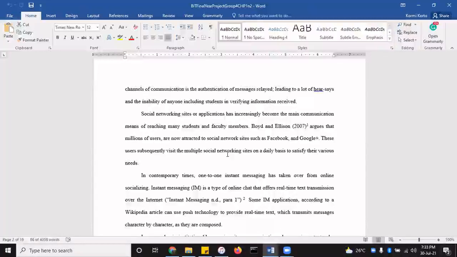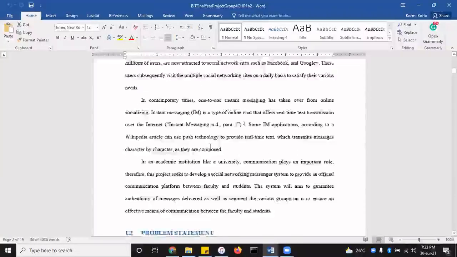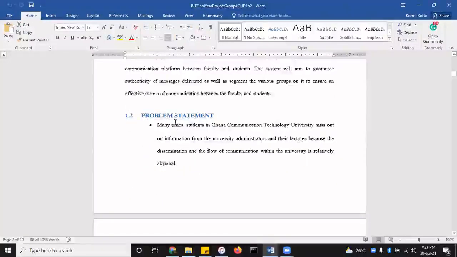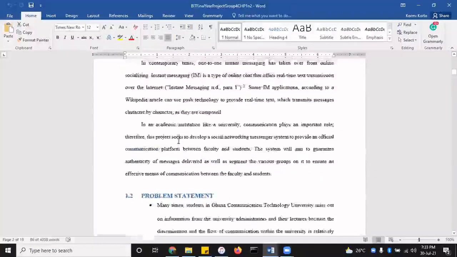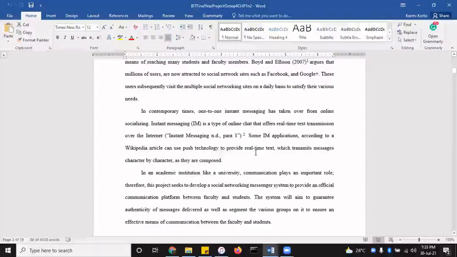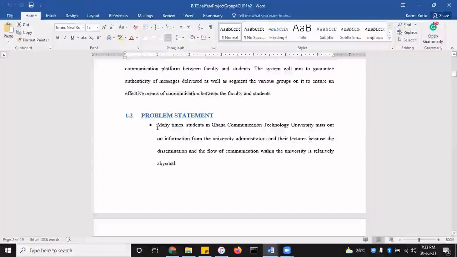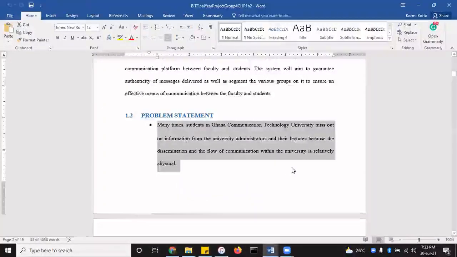It's a maximum of about 5 to 8 pages for your chapter 1. Now the emphasis is on your problem statement. Within your final year projects, you are not supposed to be bulleting information or your write-ups. Bulleting is really not advisable in your reports.